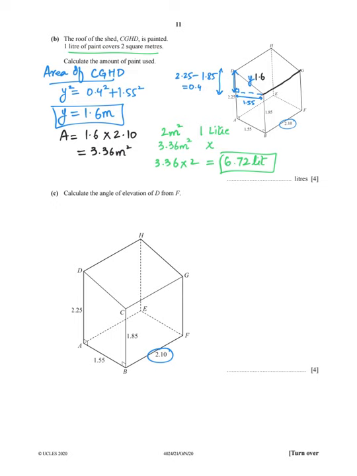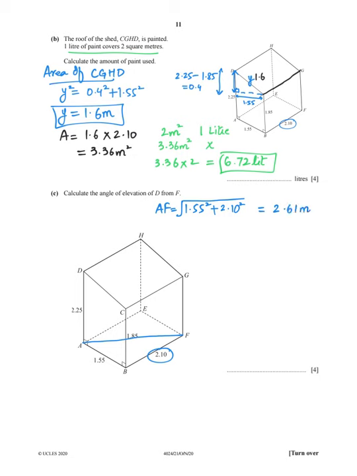In the last part it says calculate the angle of elevation of D from F. So first thing I need to find out is the length of A to F, right? AF length can be found by using Pythagoras. AF is equal to the square root of 1.55 squared plus 2.10 squared. So the length of AF is equal to 2.61 meters.